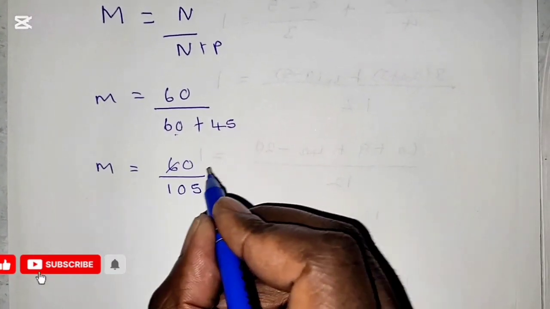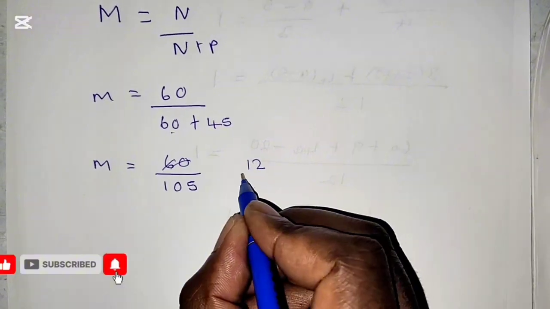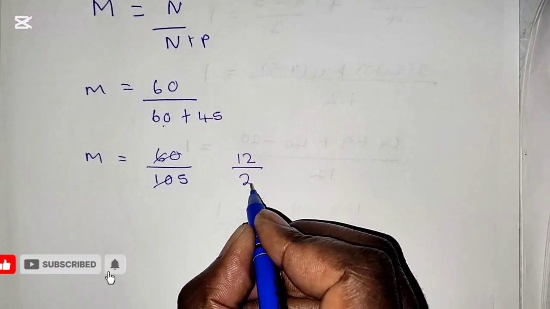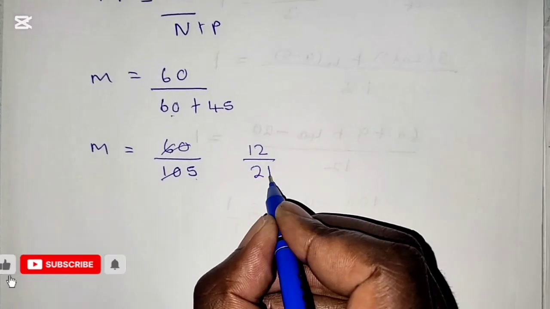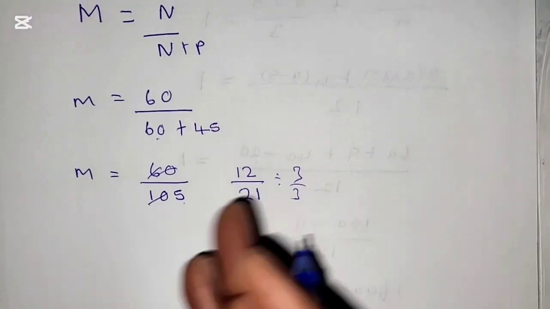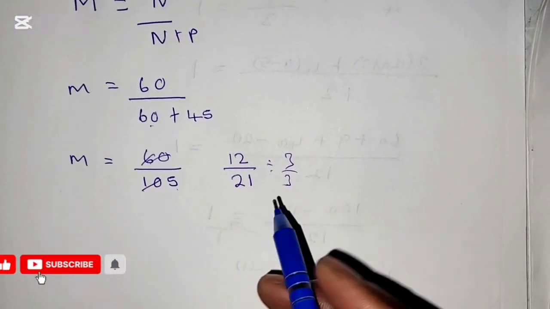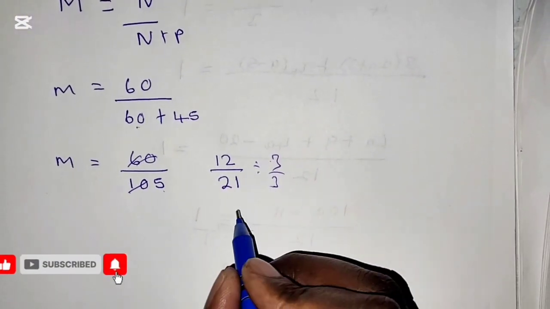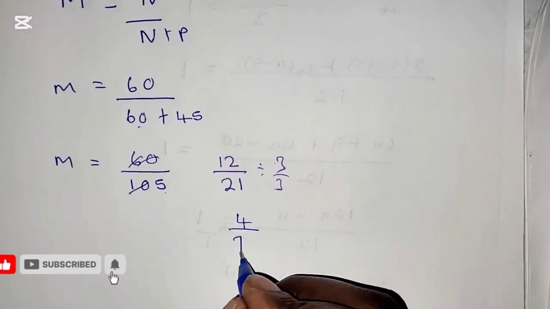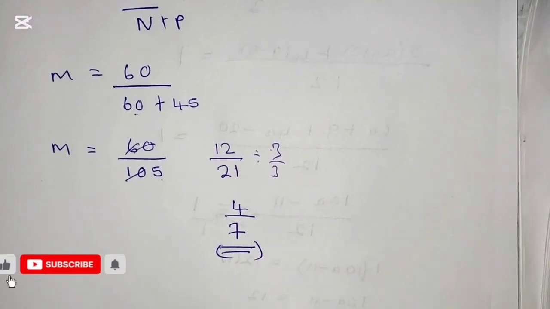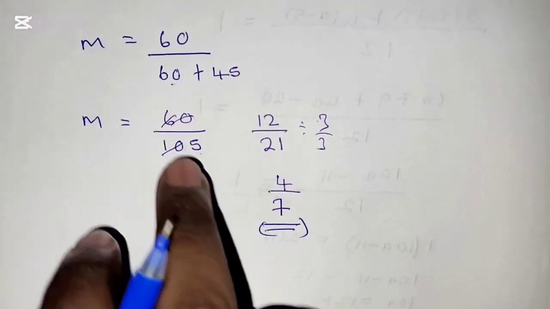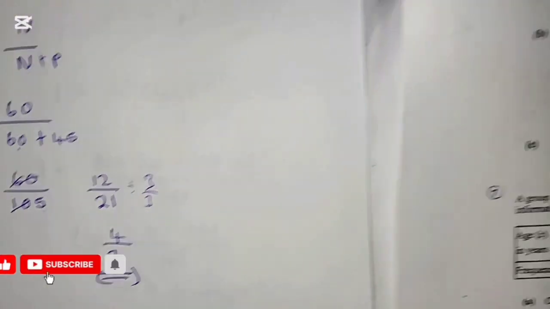Then let's reduce it. 5 into 60 is 12, then 5 into 105 we get 21. Again, reduce it by 3 and by 3. Remember it's a paper without a calculator. So 3 into 12 is 4, over 3 into 21, that's 7. So that's the value of m when n is equals to 60 and p is equals to 45.